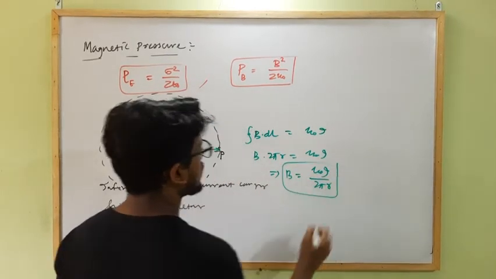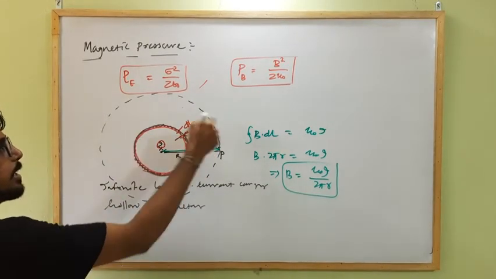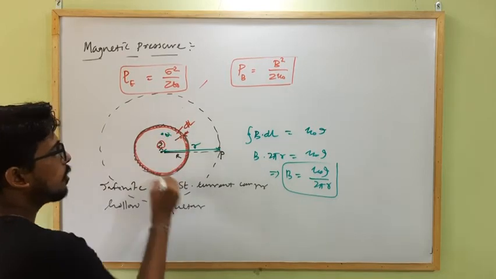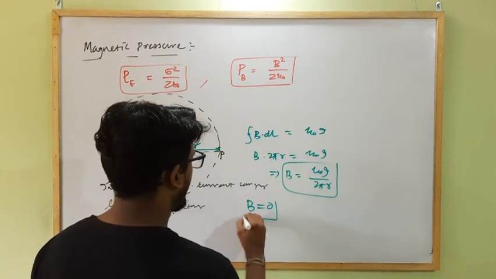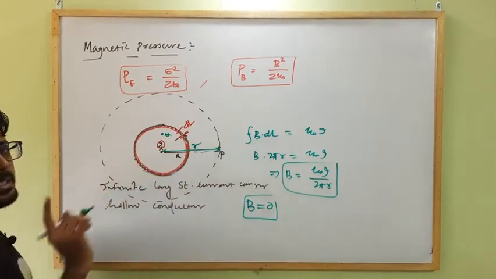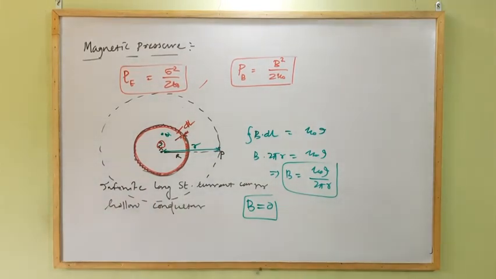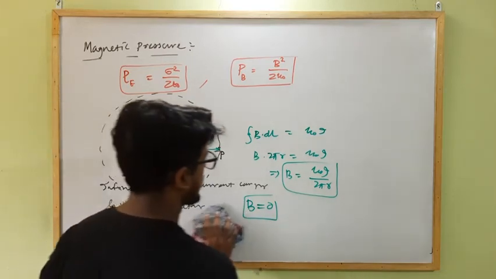This is the magnetic field strength at any point outside the current carrying conductor. Within the current carrying conductor, at any place Q, B will be how much? 0, as here the I enclosed is 0. Clear? So what will happen now? We already know about this.